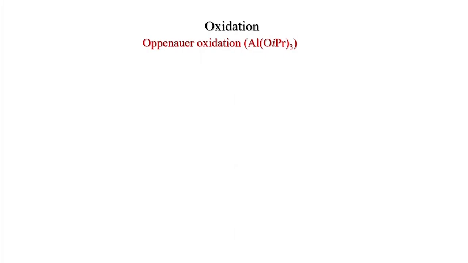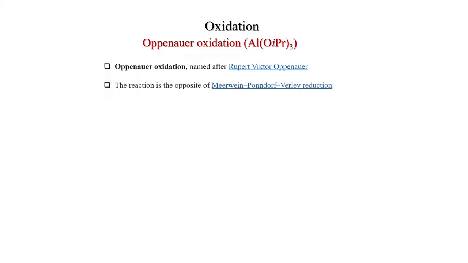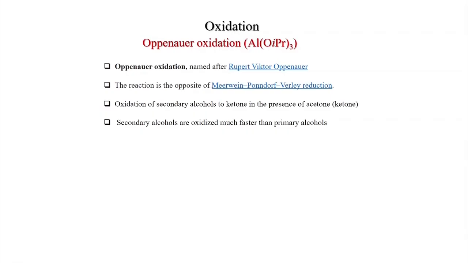Now, we will discuss Oppenauer oxidation. This oxidation is named after Rupert Viktor Oppenauer, and the reaction is the opposite of Meerwein-Ponndorf-Verley reduction. This is generally the oxidation of a secondary alcohol to a ketone in the presence of acetone or other ketones; aldehydes can also be used. Secondary alcohols in general are oxidized much faster than primary alcohols.